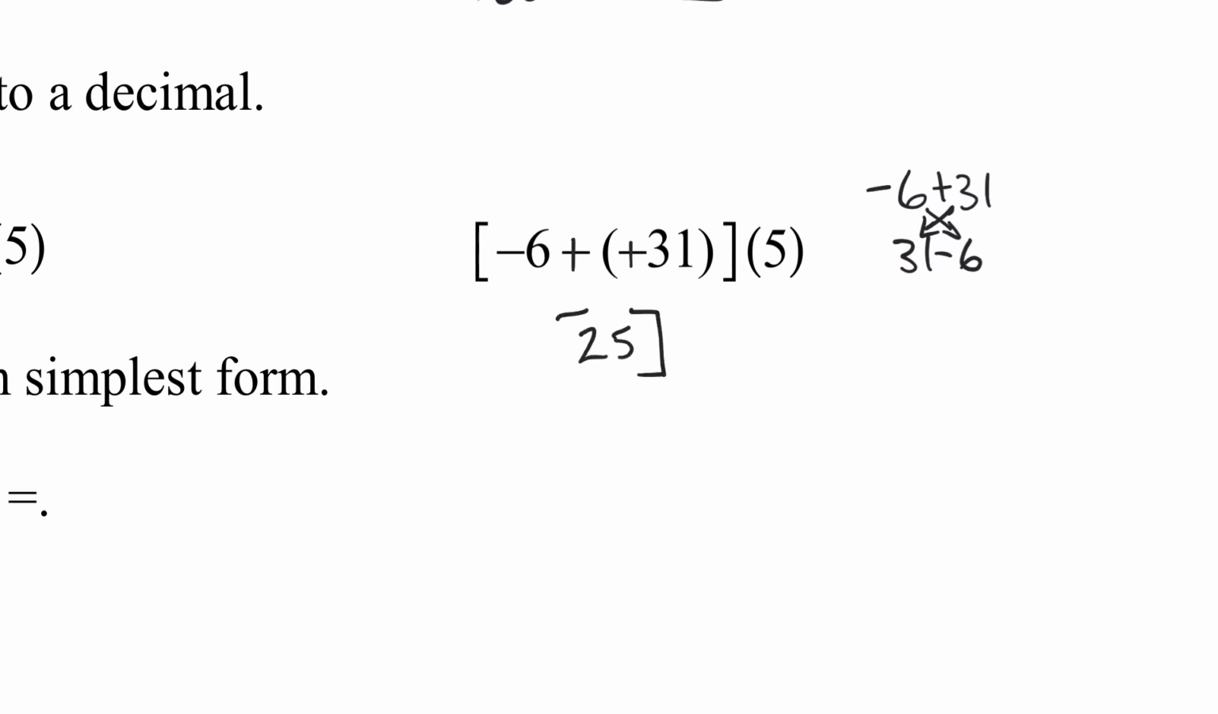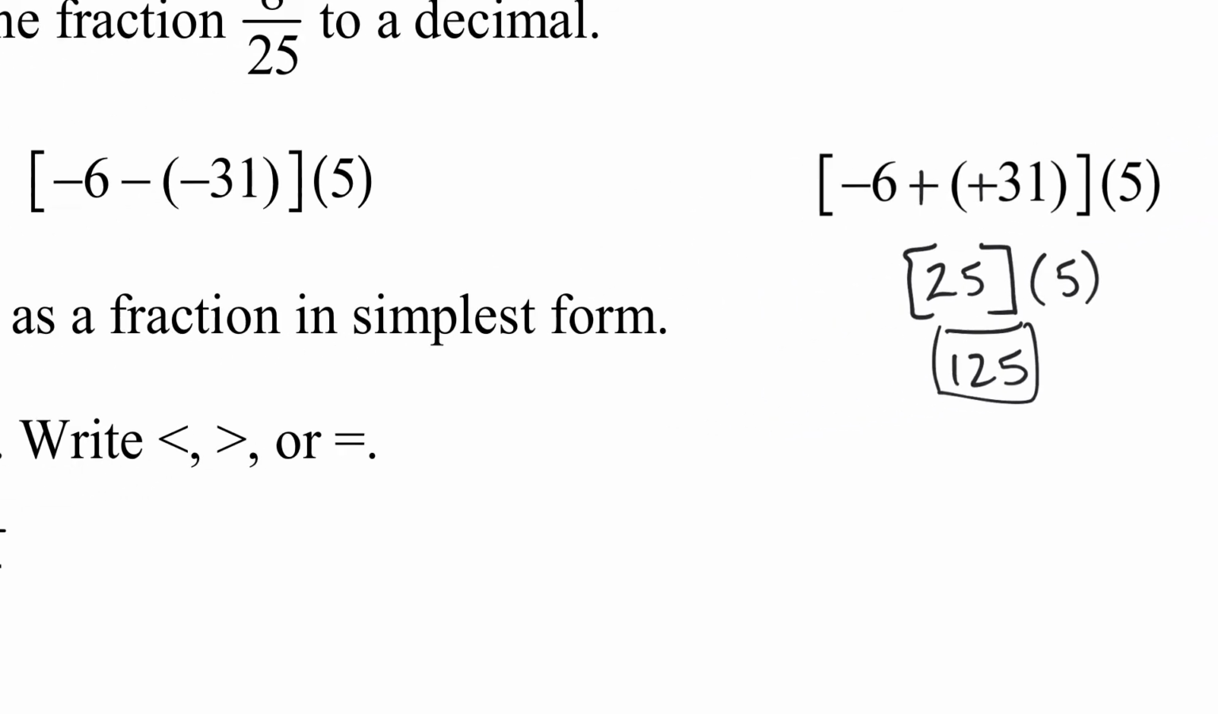I guess I'll keep it in brackets, and then times 5. See, we know it's multiplication because there's no operation, no addition or subtraction or anything in between there. So we know it's 25 times 5, and 25 times 5 is 125. All right, so there's that one.